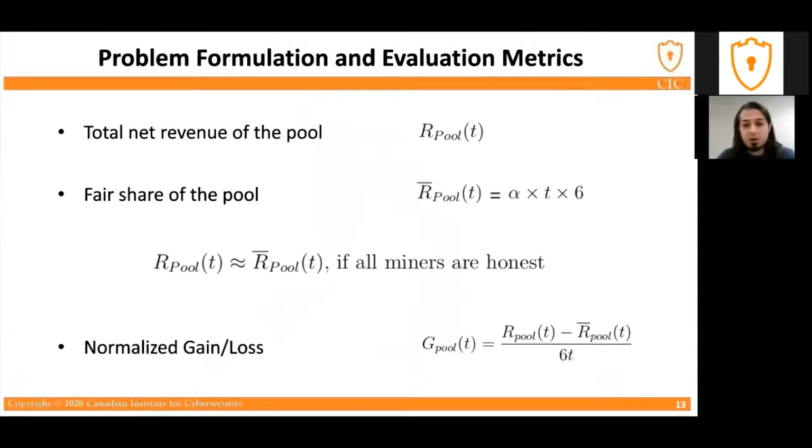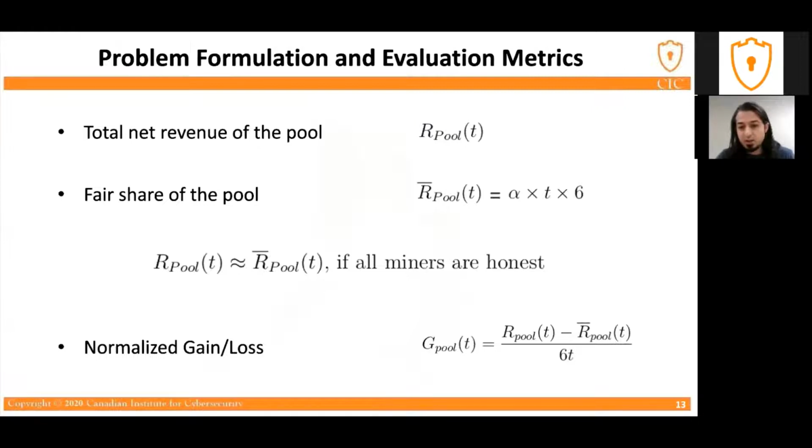So if all miners are honest, we can say that our pool R should be equal to our bar, because we have only honest miners in the network. But if we have a selfish miner, this R might be different from this one. Because we want to see if selfish mining is profitable or not, we define a normalized gain or loss, and we define it like this.